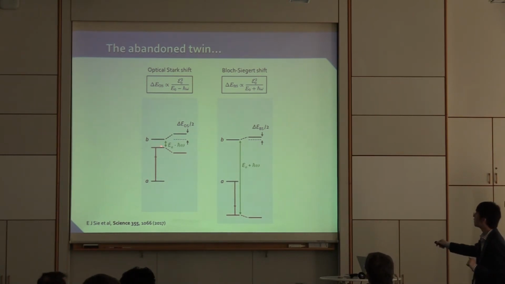But since we tune our photon energy very low, these two effects can be comparable, because the formula for this shift is similar, except that the denominator is actually the gap separation. This is plus and this is negative, right?